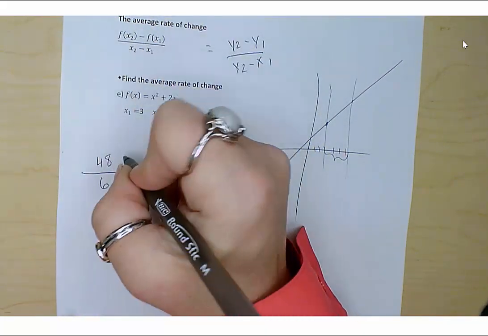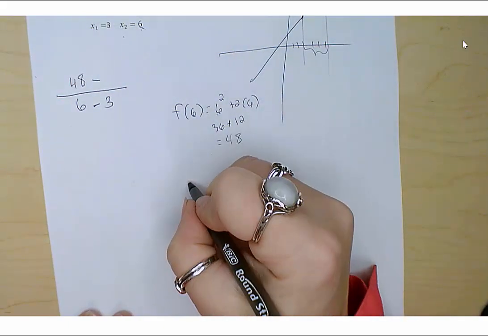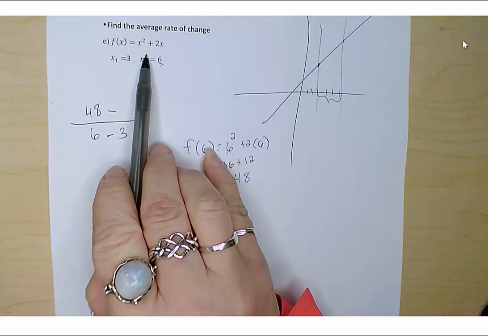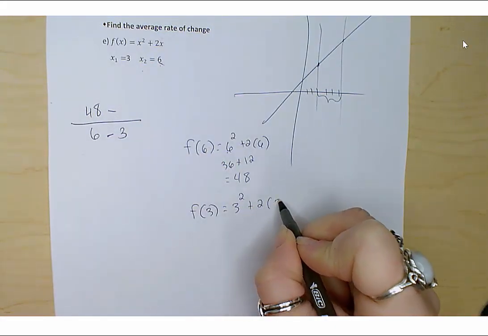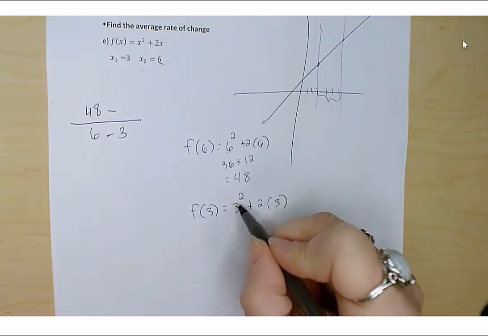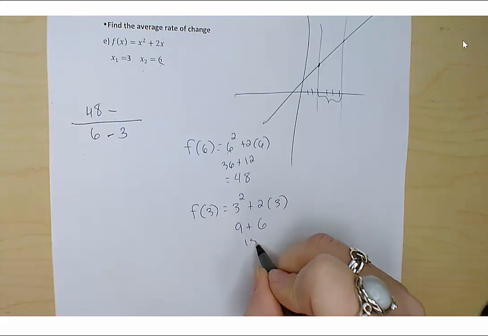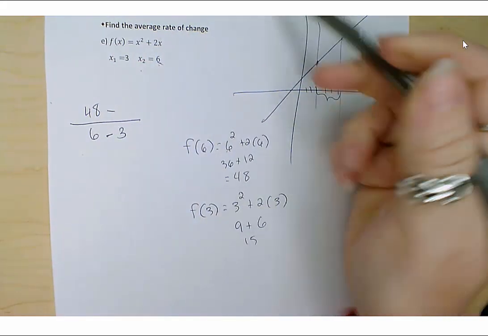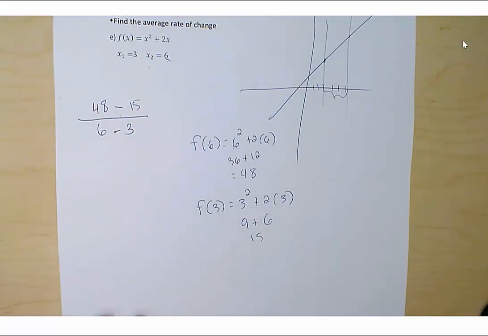And we're going to take that and subtract f of x1. x1 is a 3, so now let's find f of 3. Plug it into the same equation. That's going to be 3 squared plus 2 times 3. 3 squared is 9, 2 times 3 is 6, and when we add those together, we get 15. So f of 3, f of x1, is just 15.